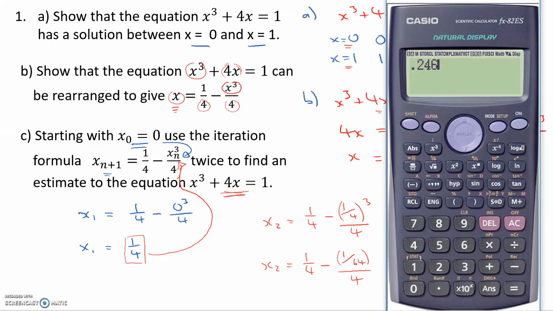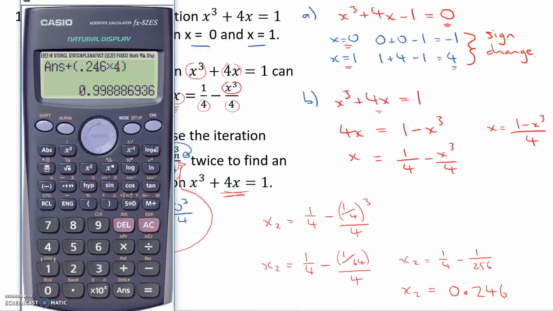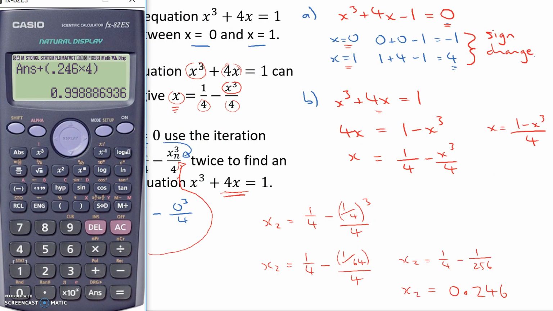So let's try 0.246 cubed. And then we're going to add 0.246 multiplied by 4. So we're doing x cubed plus 4x, putting our answer back in. When we press equals, we should get an approximate answer of 1. Brilliant, 0.99888. So it looks like we got the right answer. 0.246, when we substitute it back into x cubed plus 4x equals 1, gives us our expected approximately 1. So the iteration formula worked.